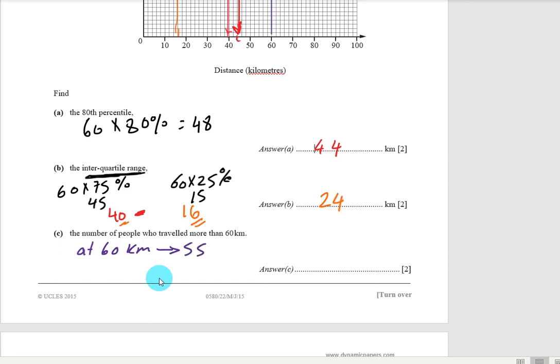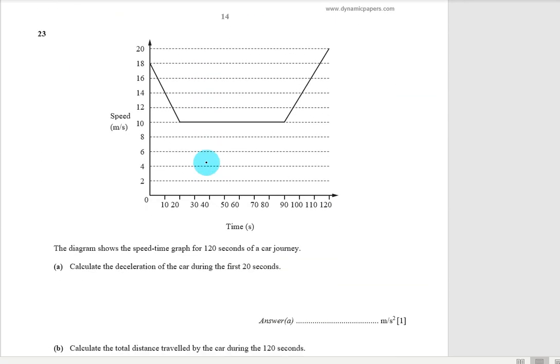So how many of the people travel more than 60? The total is 60 people minus 55. So 5 passengers travel more than 60 kilometers.